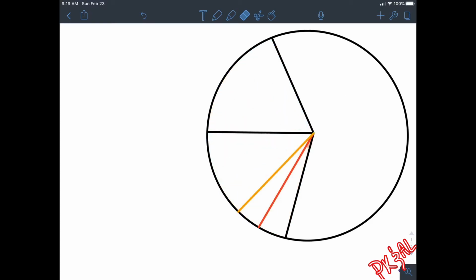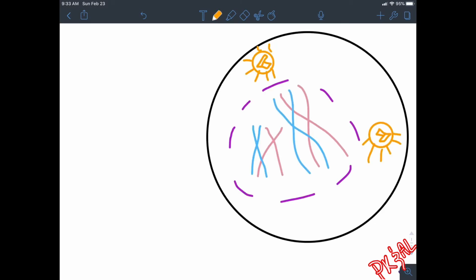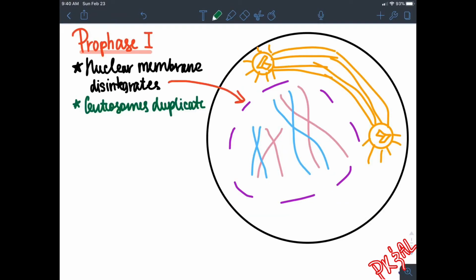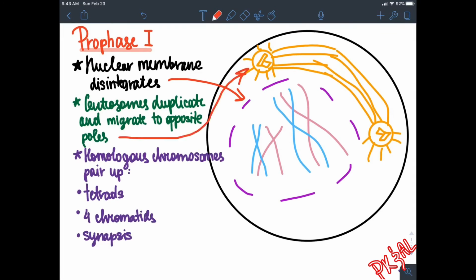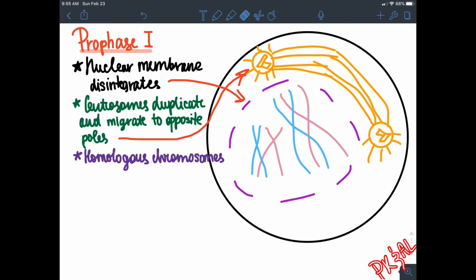First up is prophase 1. In prophase 1, the nuclear membrane starts to disintegrate. The centrosomes duplicate and migrate to opposite poles. Homologous chromosomes pair up, resulting in 4 tetrads, 4 chromatids, and synapsis occurring. The spindle apparatus also forms during prophase 1.